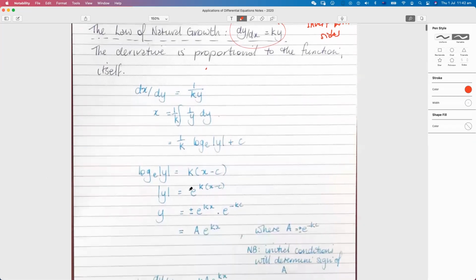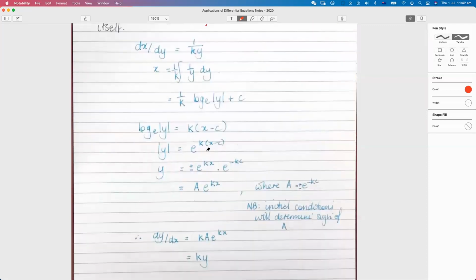And after that, you can combine x and c and multiply by k, and rearrange to get this one. Then you have the absolute value of y is equal to e to the power of k bracket x minus c. This is in index form, you can expand it. Then you have that, and we're letting this be equal to A. So we have y is equal to A e to the kx.